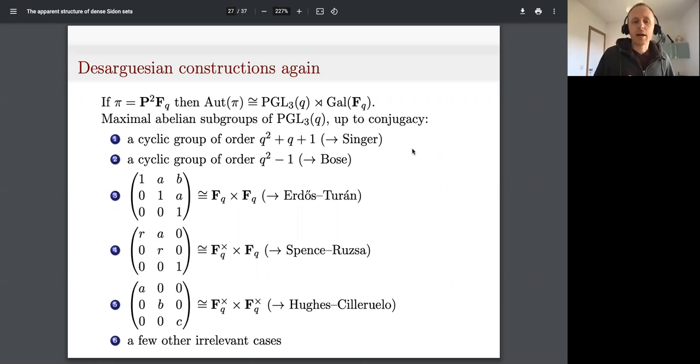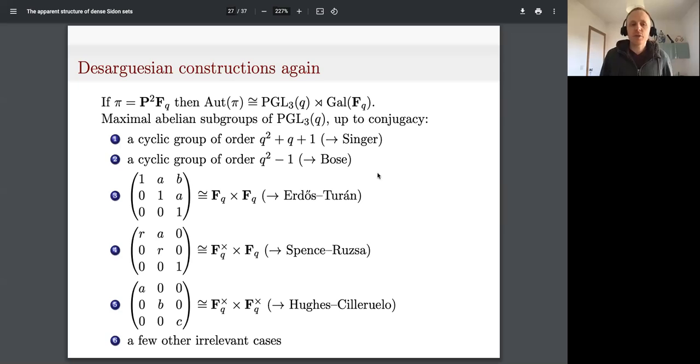The second thing that could happen is that you have one eigenvalue of degree 1 and 2 eigenvalues of degree 2. And if your eigenvalue of degree 2 generates the multiplicative group of FQ squared, then you get a cyclic group of order q squared minus 1. I guess that deserves to be called a Bose subgroup, but nobody calls it that. Finally, there are a few other abelian subgroups consisting of upper triangular matrices, which I've listed here.